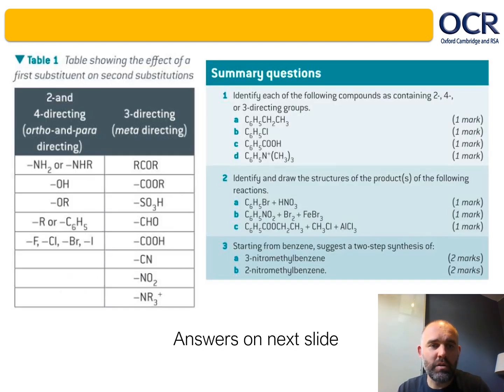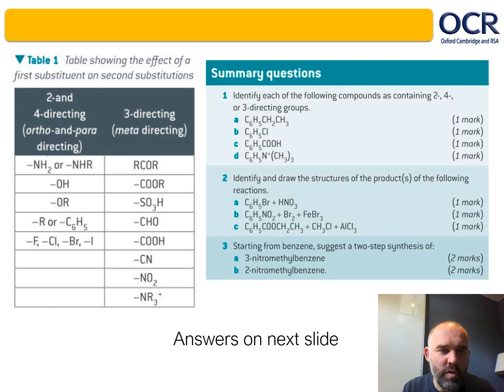So here's a list of all 2,4 directing groups. You'll see these terms ortho and para as well. Think of ortho as awfully close, and para as the opposite. That's the 4 position. It's a sort of Latin way of naming it, but we don't need to worry too much about that. Meta is in between, in the middle, for 3 directing. We don't have to use those terms, but you will see them.